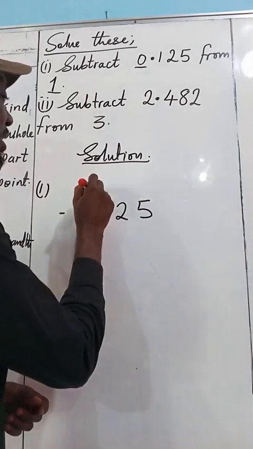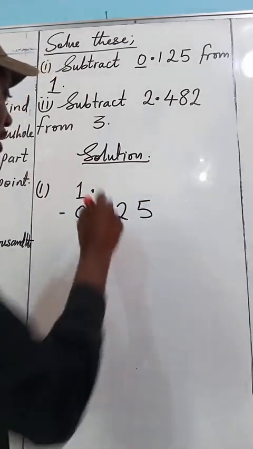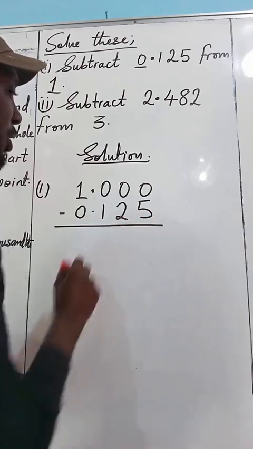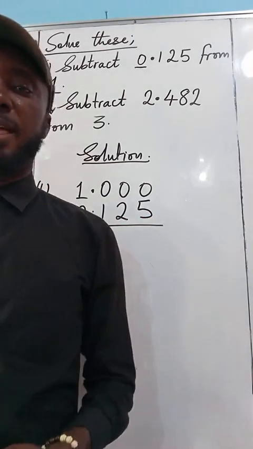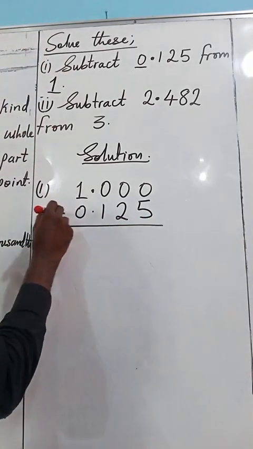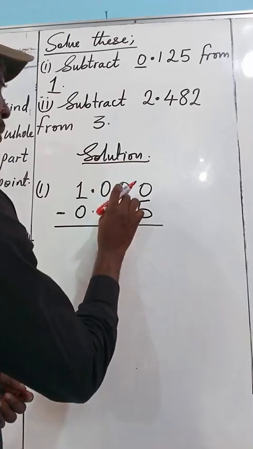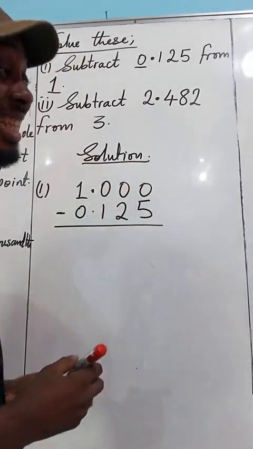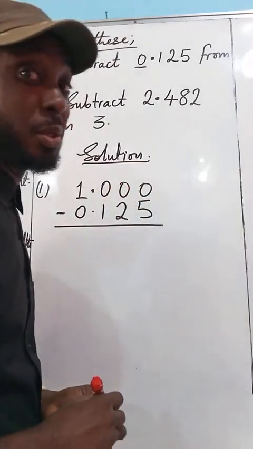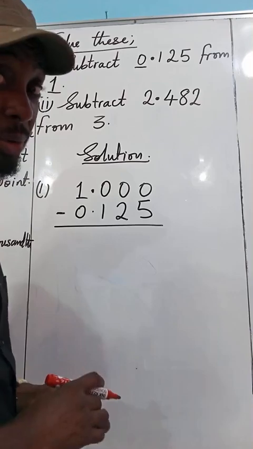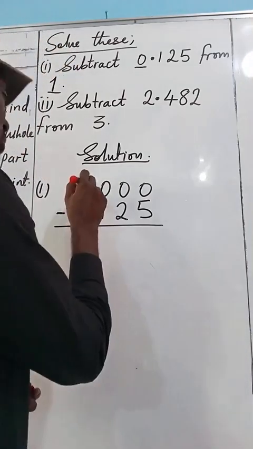So this one has invisible fractional parts, which are zeros, and you rule your line. Now we subtract. 0 minus 5 cannot go. You borrow from the nearest number. That nearest number is still 0. You cannot borrow from 0. The next one is still 0. You cannot borrow from 0. So we have to borrow from 1.